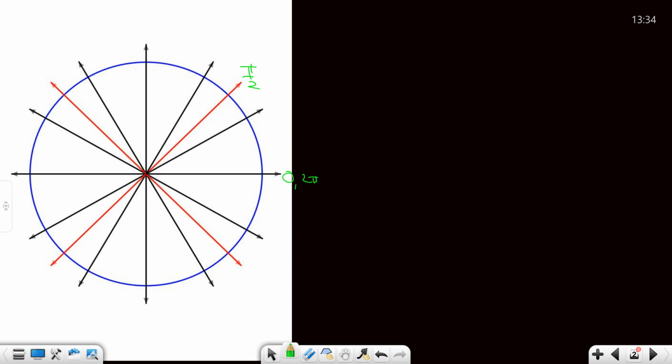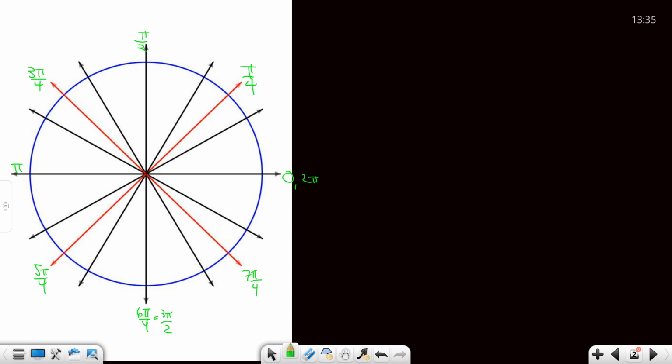Pi over 4. Whoops. Try that again. That's a pi over 4. 2 pi over 4, also known as pi over 2. 3 pi over 4. 4 pi over 4. 5 pi over 4. 6 pi over 4, also known as 3 pi over 2. 7 pi over 4. Back to 8 pi over 4, which is 2 pi.